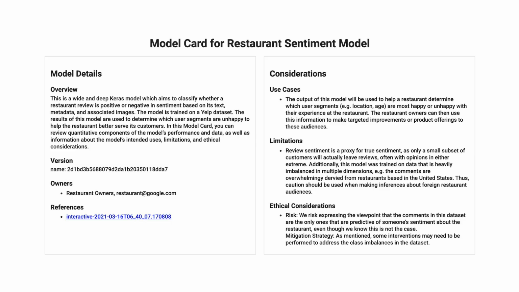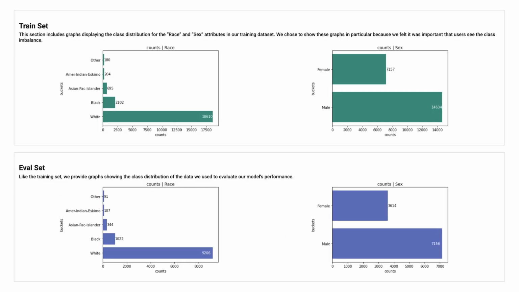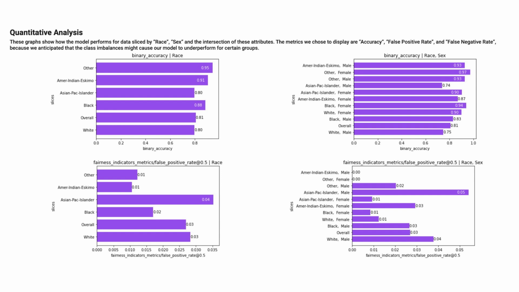Here's the qualitative section of our generated model card with an overview section, use cases, ethical considerations, and limitations. This quantitative section describes the distributions of our training and evaluation sets sliced by mentioned identity terms. And finally, we were able to produce sliced evaluation results on the metrics we really care about.